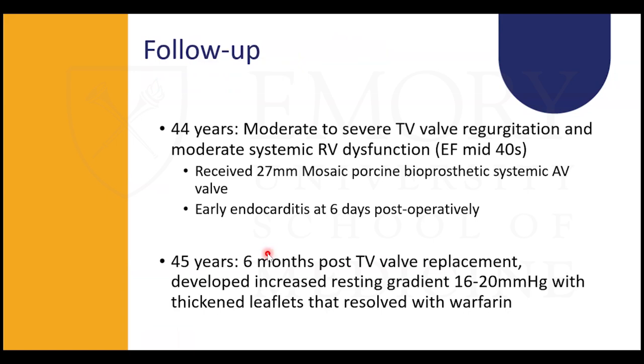On follow-up, the patient then developed moderate to severe tricuspid valve regurgitation and had a declining systemic RV function. Based on that, they received a bioprosthetic valve in the tricuspid position. They had early endocarditis, which is unusual for patients. That was managed medically. 6 months post tricuspid valve replacement, they had increasing gradients to 16 to 20 millimeters of mercury at a relatively low heart rate, and were started on warfarin with complete resolution of their gradient.